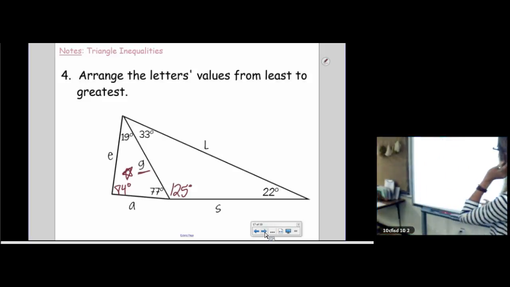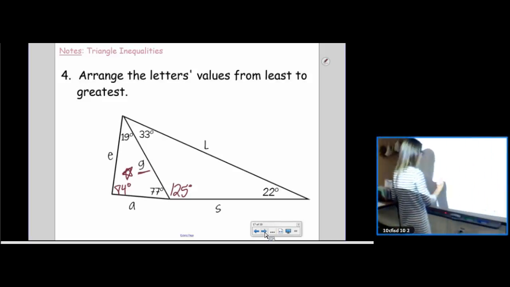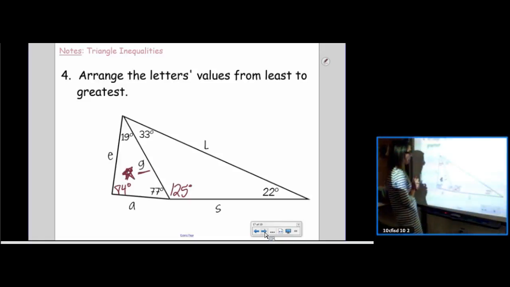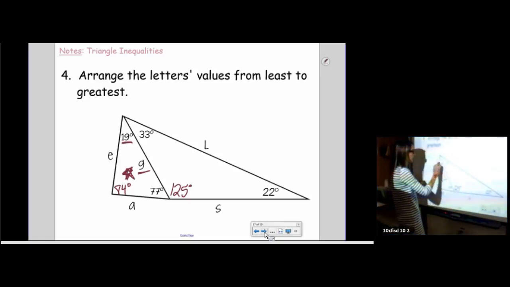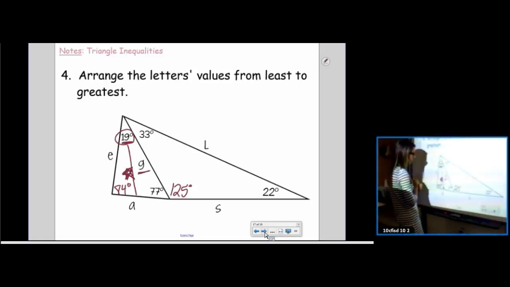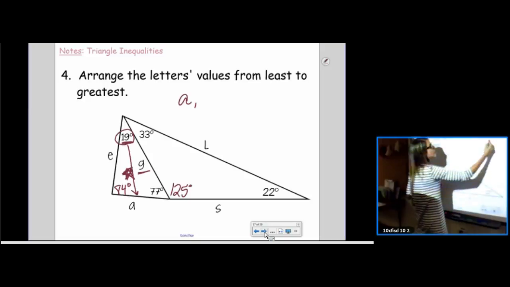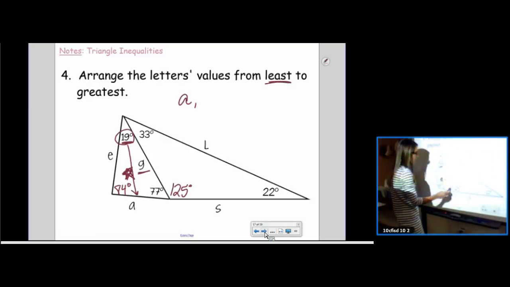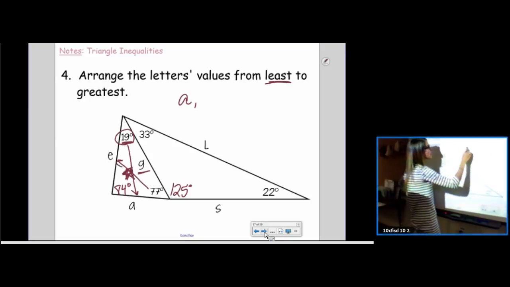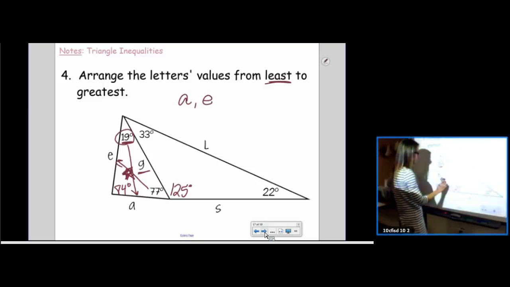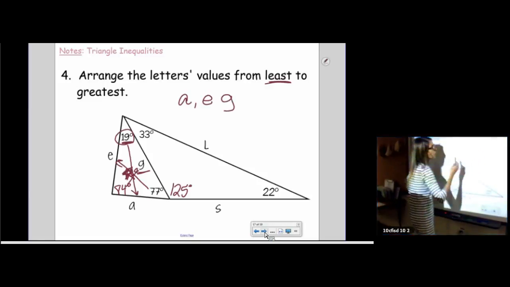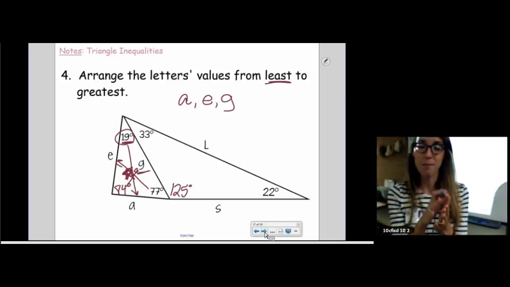So if you look in this first triangle first, the smallest side is the one across from 19. So A is the smallest, the least. The medium side would be E, and the largest side would be G. Okay, we are done with the small triangle.